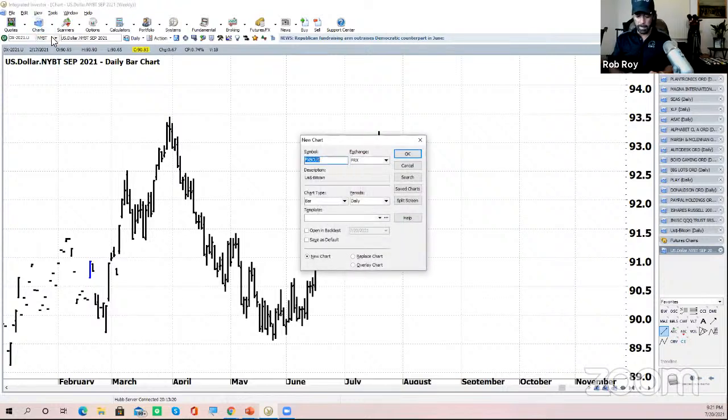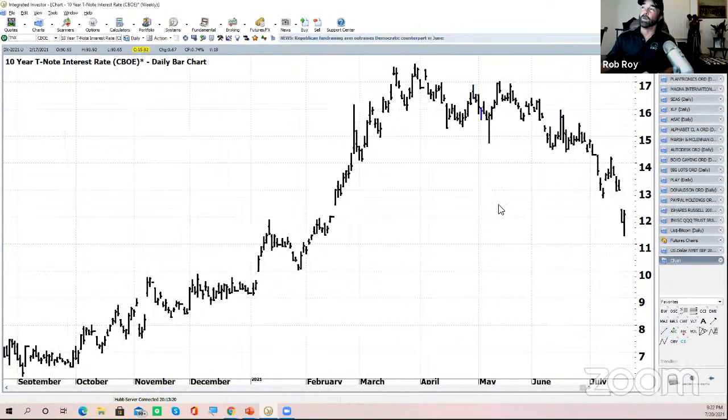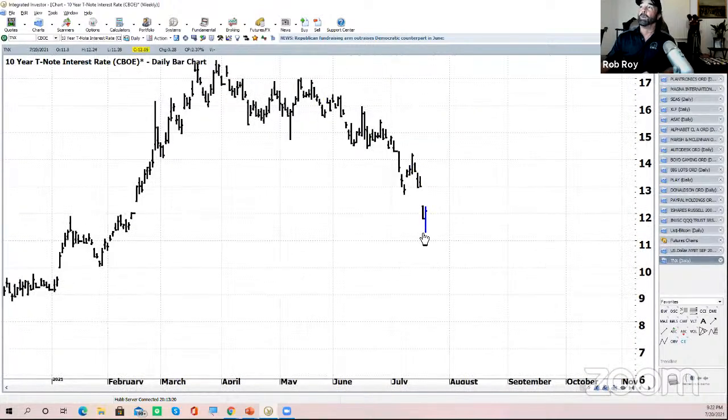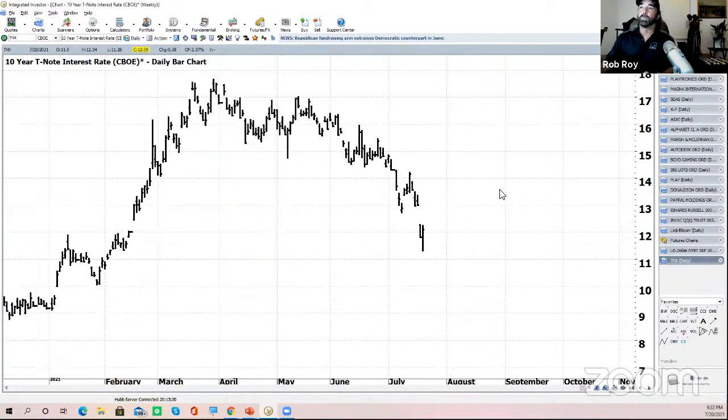But let's look at TNX. The 10-year got really scary earlier. And I know that we're just back to levels that we were at the end of last year. But we traded all the way down to 112 on the low. That's pretty low. But you can see we gapped here.